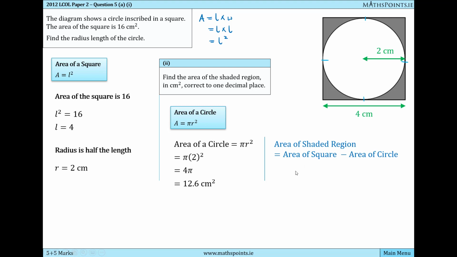To go back over here and finish the question, the shaded region is going to be the square minus the circle. The square is 16, the circle is 12.6, and if we subtract 12.6 from 16, we get that the area of the shaded region is 3.4 centimeters squared. Always make sure just to put in your units. So area is measured in centimeters squared. If we leave that out, we can lose 1 mark.